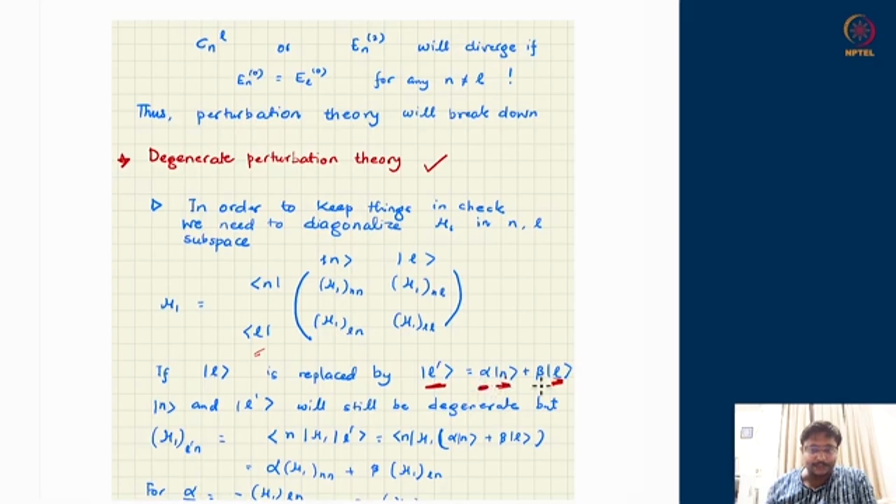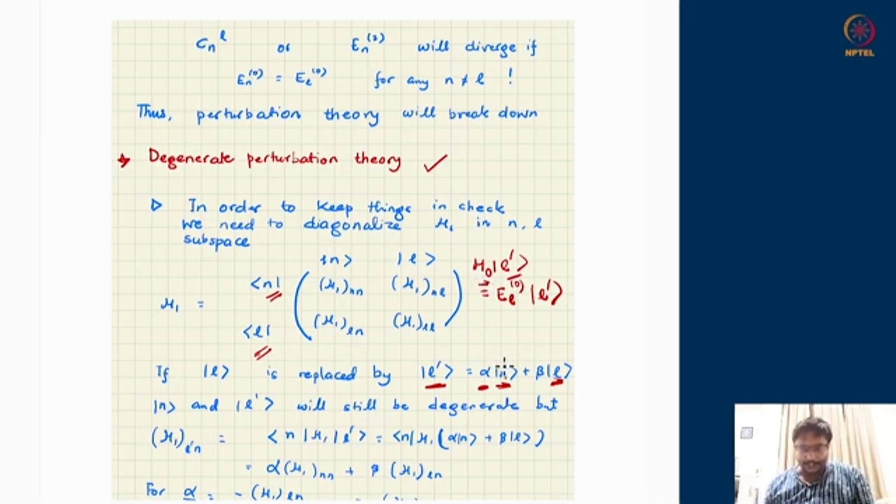Some coefficient alpha times N plus some coefficient beta times L. The new L primed, you can verify, has the same energy En0, El0, with L primed as well. So not only N and L have the same energy, even L primed also has the same energy as far as the unperturbed Hamiltonian is concerned.